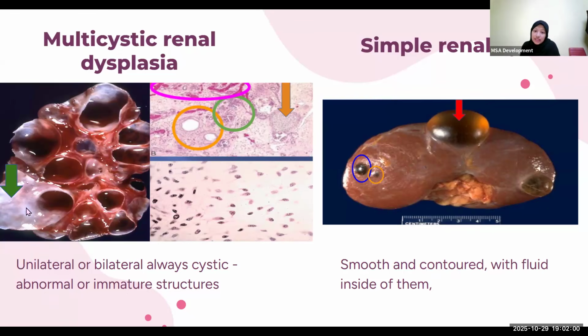So different kinds of cells are showing up. And in the histology itself, you will see other structures that shouldn't be there. There will be cartilage, and these kinds of different cells other than the kidney's own, right? So that's why we call it multicystic renal dysplasia.